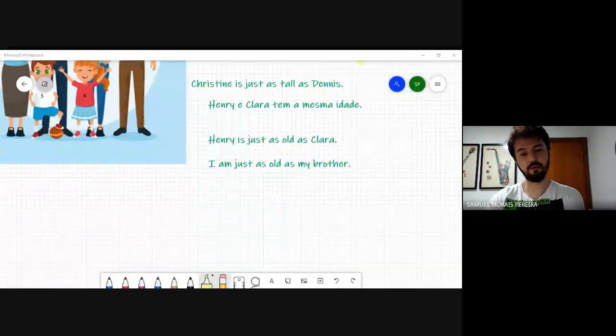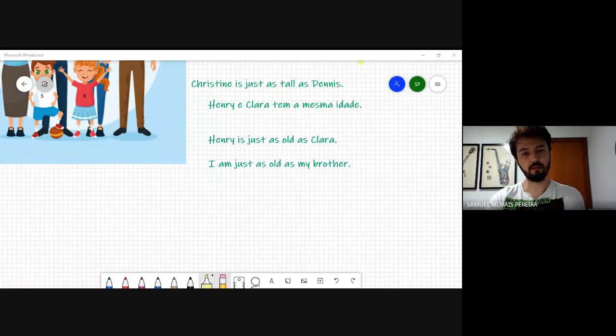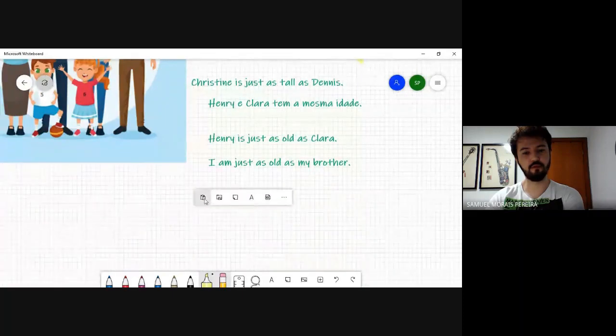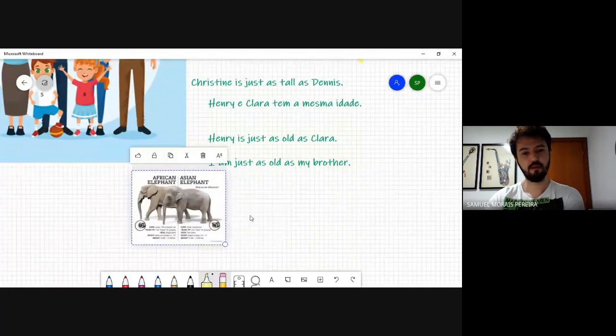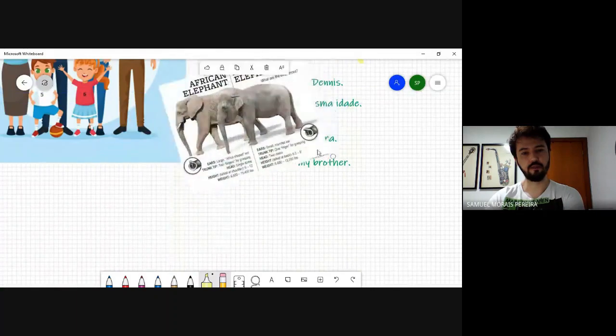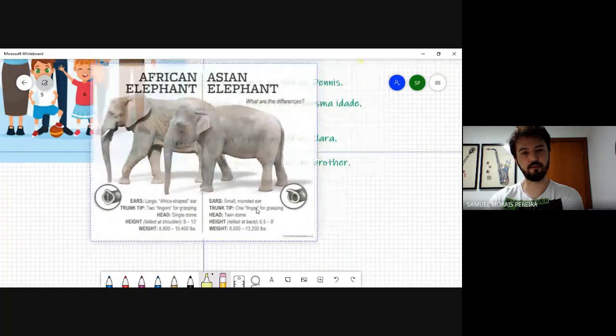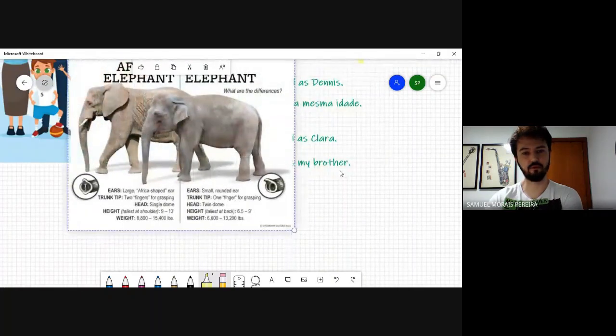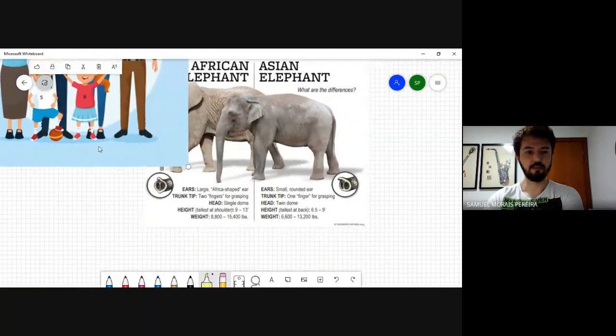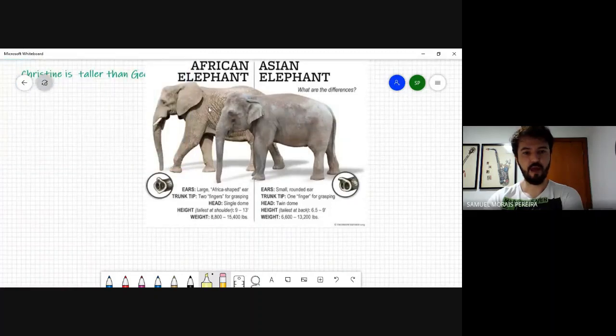Just a moment, I'm gonna get another picture here, okay? And now I'm gonna talk about elephants. Take a look at these two elephants here. I'm gonna make it bigger, just a moment. I have here the two types of elephants that you can find in the world, okay? You have the African elephant, and you also have the Asian elephant. And then here you have the differences, okay?